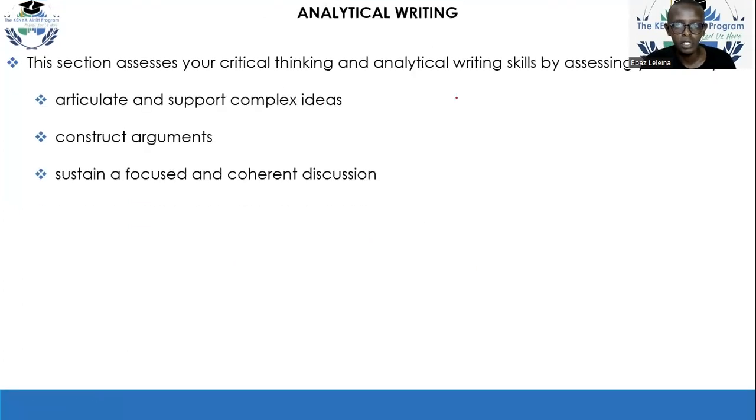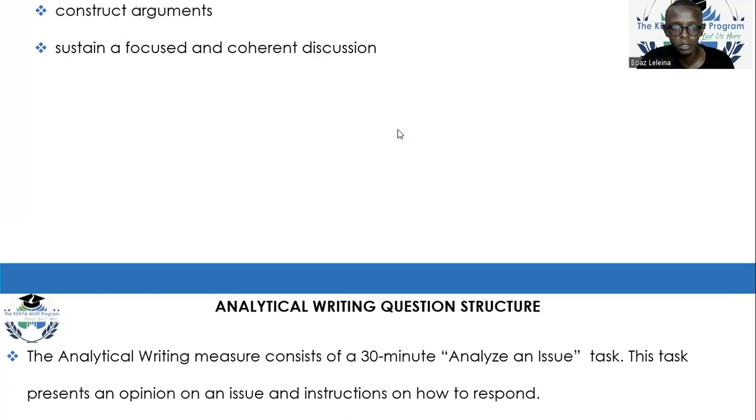Analytical writing assesses your ability to articulate and support complex ideas, to construct arguments, and sustain a focused discussion. So are you able to write an essay that makes sense throughout, that supports itself, that does not have any differing meaning, so that the reader who's going to go through that essay finds that he's able to make sense of whatever you're saying and is able to agree with you? Are you able to convince a reader to agree with your opinion? So are you able to articulate and support complex ideas from the prompt that you're provided? Are you able to give really good examples? Are you able to construct arguments? Are you able to keep a sustained and coherent discussion?